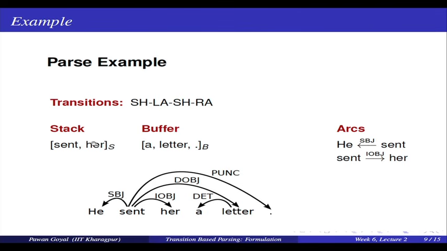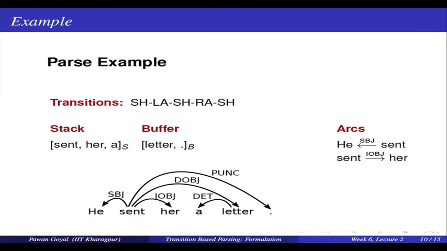Is there a word in the stack below her that connects to the top of buffer? There is not. So, I cannot take reduce, I should take shift. So, if I do shift, that is what I get. I take a shift, I now have sent her a letter. Now, once I am at this configuration, what is the next transition I will take? This time it is easy. There is a relation between letter and a, this should be left arc. Left arc means I will remove a.